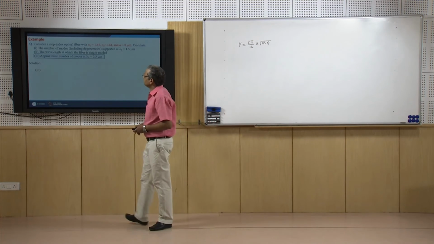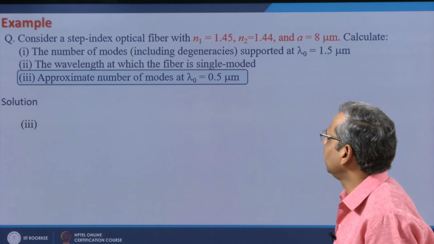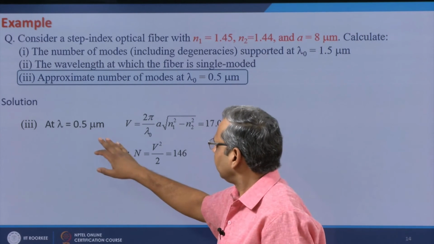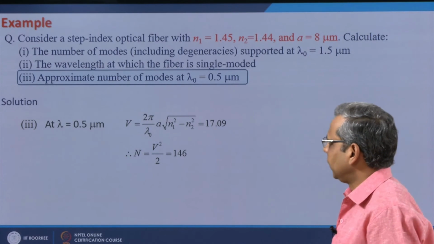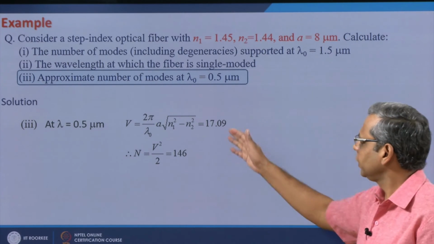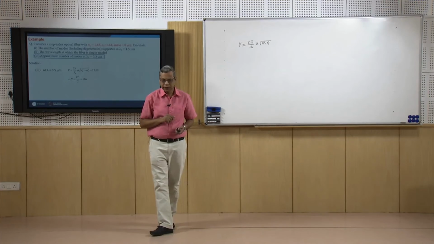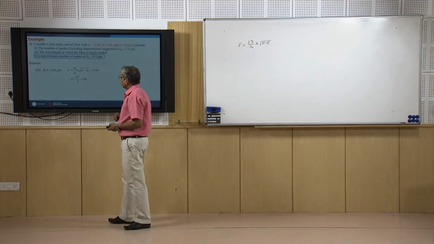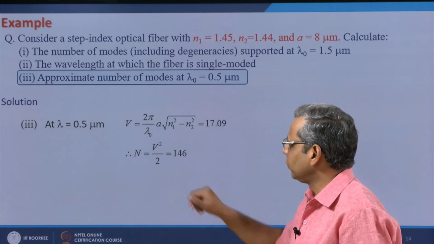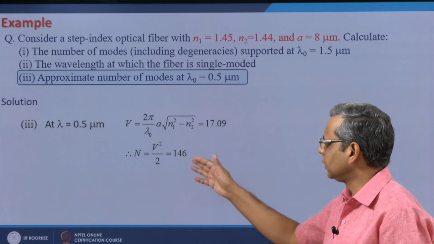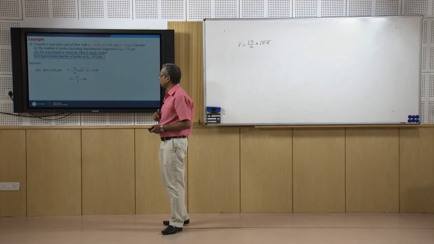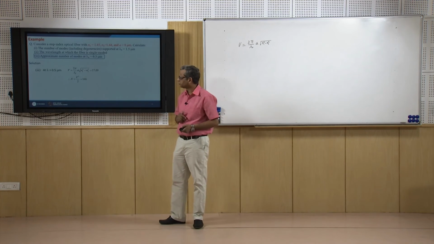Third part is the approximate number of modes at lambda naught is equal to 0.5 micrometer. So, I again calculate the value of V at 0.5 micrometer, and it comes out to be about 17, which is much larger than 1. Then I can find out the approximate number of modes by V square by 2, and it comes out to be about 146. So, this fiber will support 146 modes.